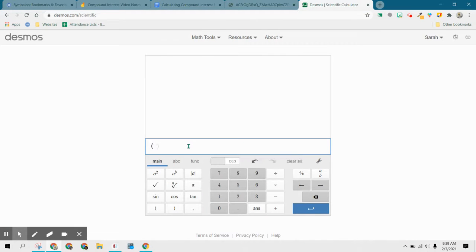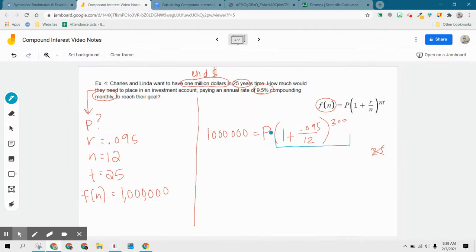I'm just going to do, and you do need the parentheses, 1 plus fraction 0.095 over, I want to say it was 12, but I'm going to go back and double check. And then our exponent of 300. All right, so I'm going to take all of these numbers. I'm copying it. You might need to just write them down. All of those numbers are going to go in this little spot right here. P is multiplying. Our principal is multiplying by that number, and it's going to equal 1 million.